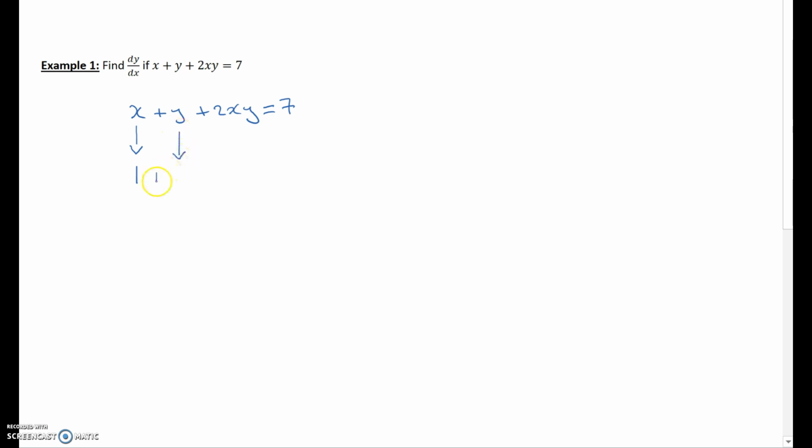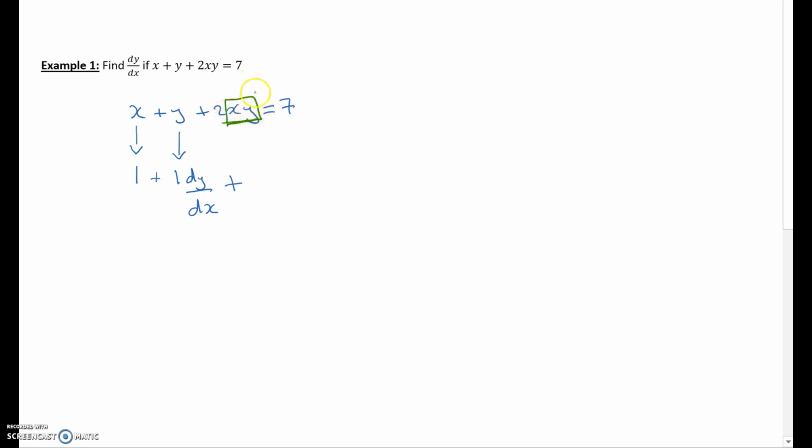Differentiate y, going to be plus. Differentiate y, you get 1 dy/dx. And you can of course leave out the 1 there if you want to, but it's actually handy to keep it in, as we'll see in a second. And then plus 2xy. Now, for 2xy, you've got an x and a y coming together.